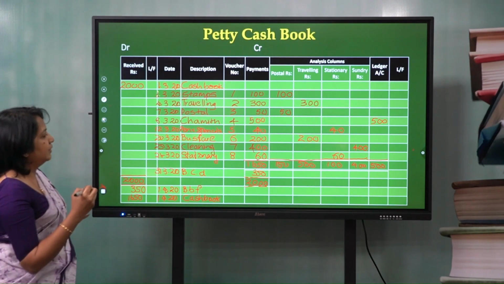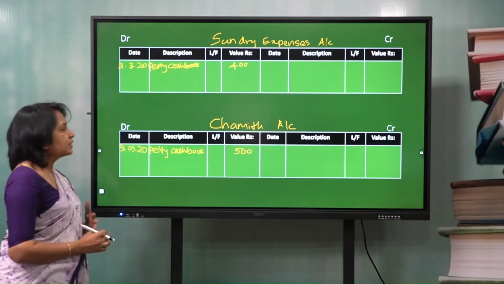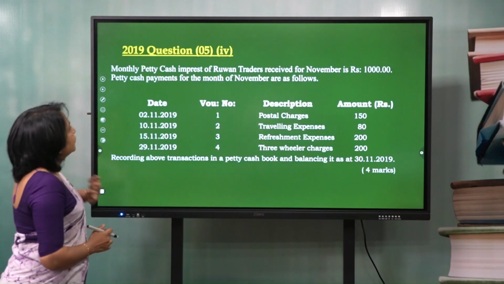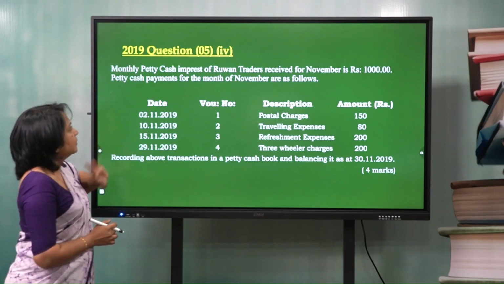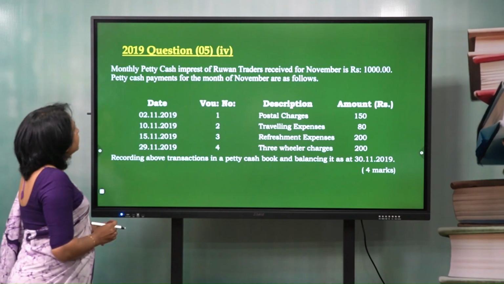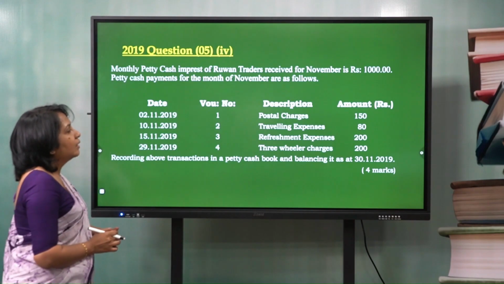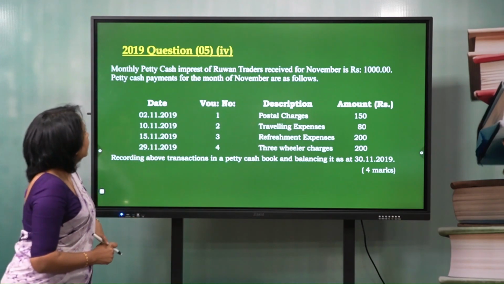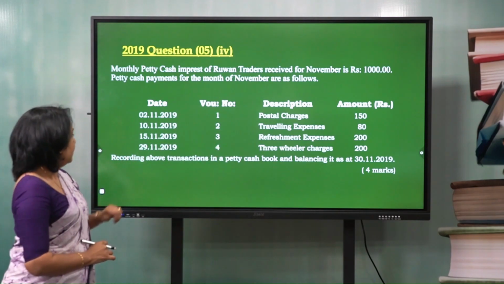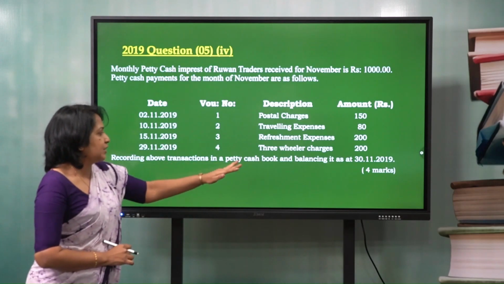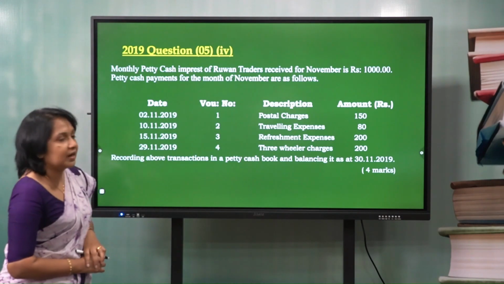Okay, children. Now we'll see a question paper and learn how to post transactions to the petty cash book. Now this is the 2019 question paper, question number 5. They say the monthly petty cash imprest of Ruan Traders received for November is rupees 1000. That means for the month the petty cash imprest is rupees 1000, and they say petty cash payments for the month of November are as follows. They have given all the expenses we have done during the month, and finally they are asking to record the transactions in a petty cash book and balance it as at 30th November 2019. And they are given 4 marks for this question.